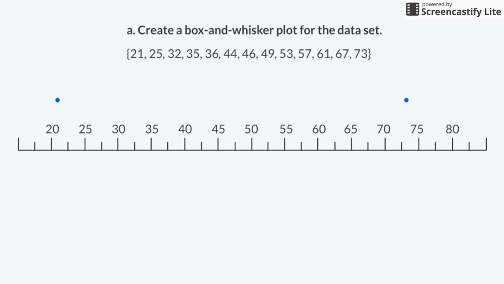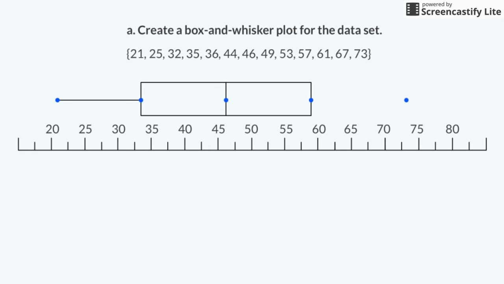First, I will draw the box. The ends of the box are at Q sub 1 and Q sub 3, so from 33.5 to 59. Then I will draw a line in the box to represent the median value of 46. Now I will draw the whiskers from the minimum value 21 to Q sub 1 and from Q sub 3 to the maximum value of 73. My box and whisker plot is complete.